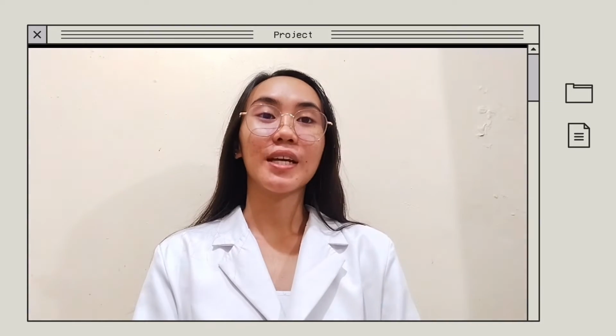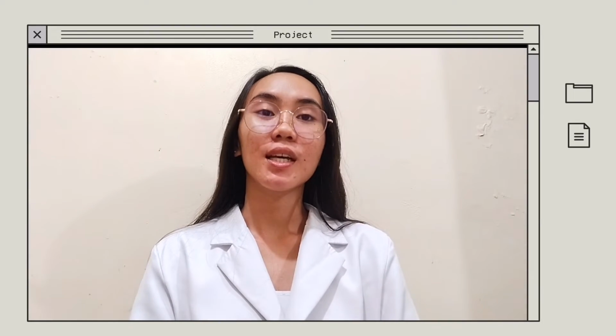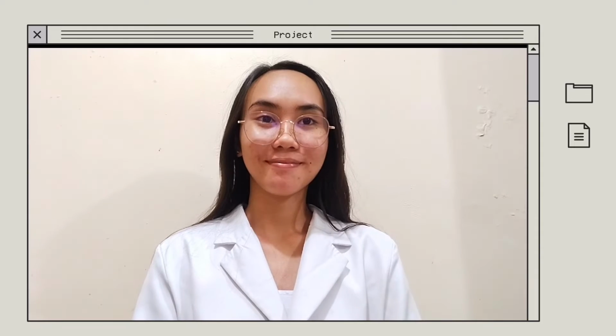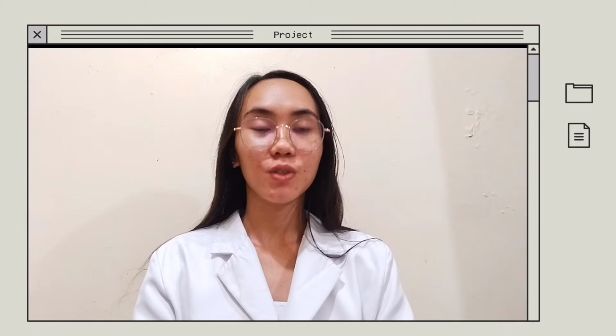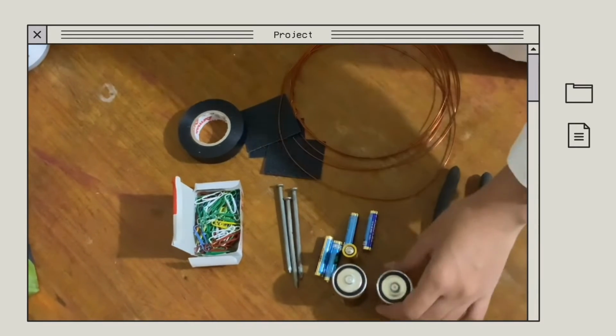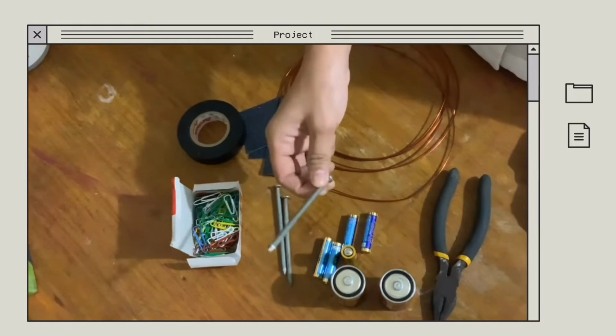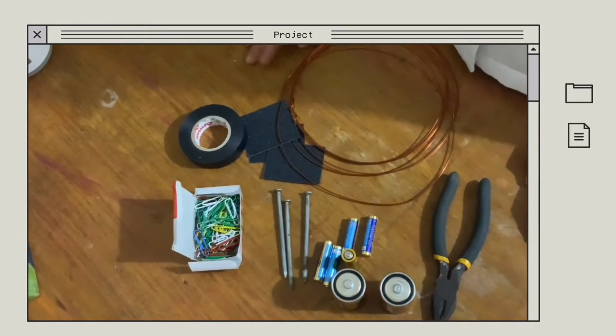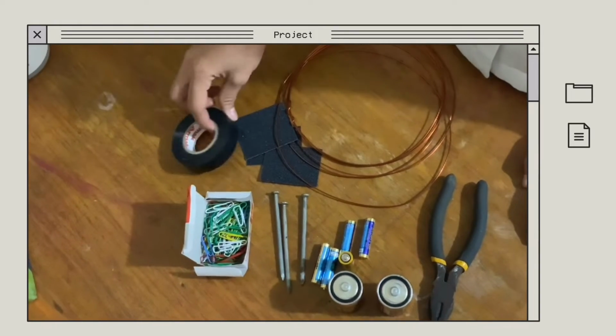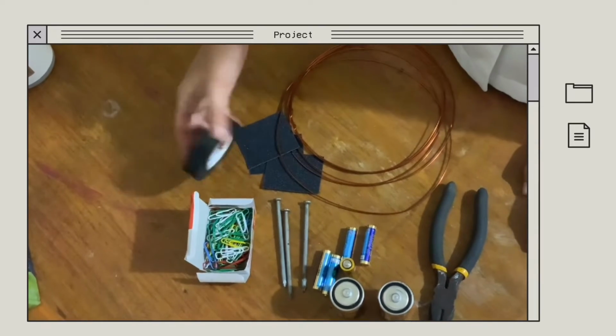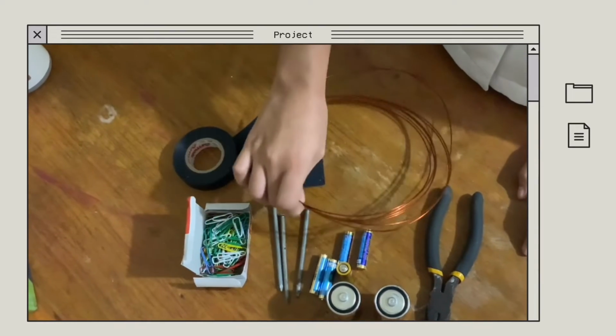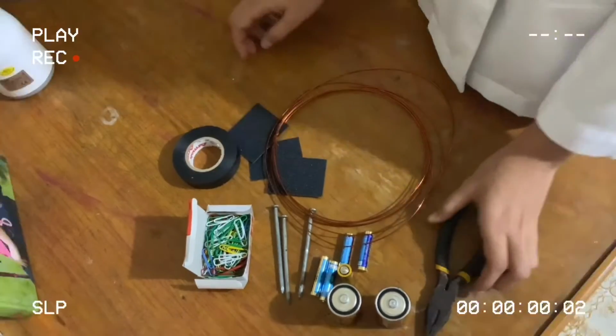Hello everyone, for today's experiment, we are going to create a DIY electromagnet. Initially, what is an electromagnet? An electromagnet is generated by an electric current, which is conducive in creating energy that powers appliances and numerous devices. Materials: we have a D-size battery. We are going to use nails or anything that is made with iron, as well as paper clips, sandpaper, electrical tape, copper wire, and pliers.